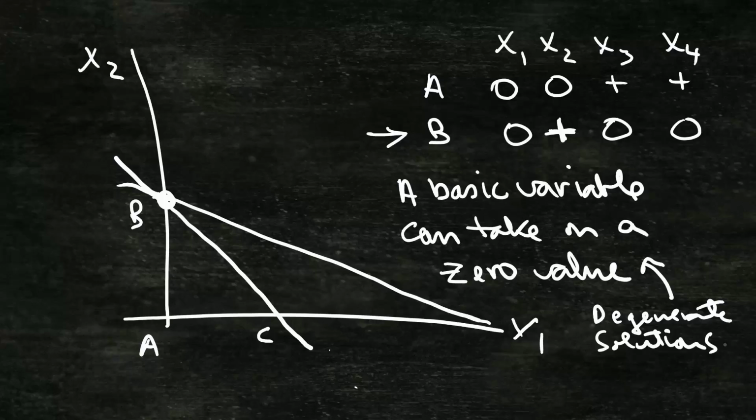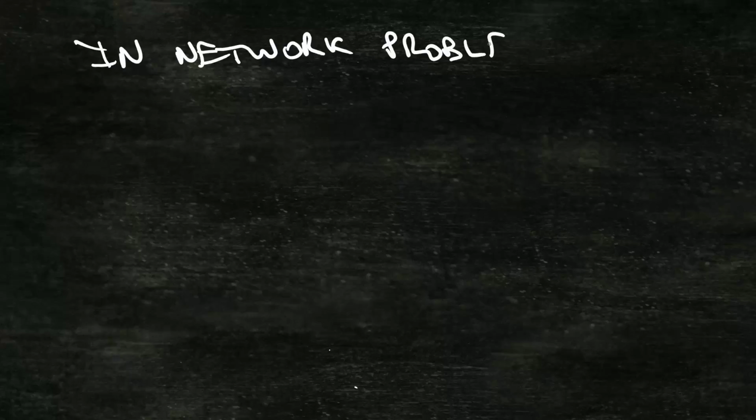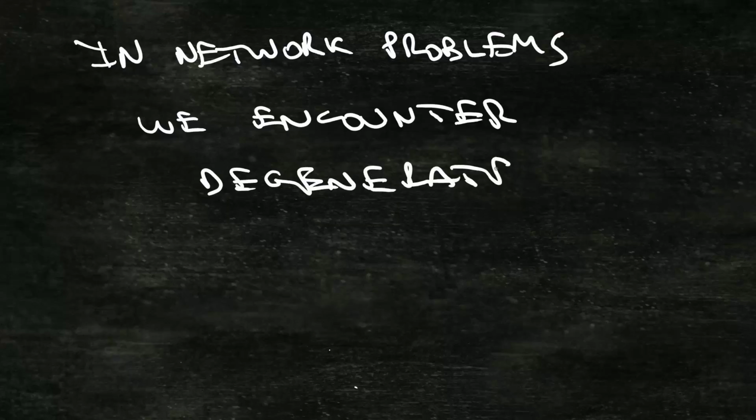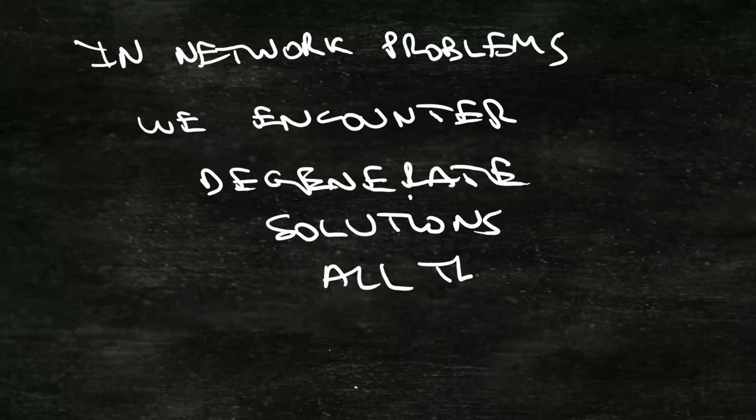Now, what we need to say is that in network problems, it occurs very often. We encounter degenerate solutions very frequently. All the time. And this may seem a little odd, but there's some preparation required, so I can now say I told you so, and that's one aspect that I just wanted to make sure that we had talked a little bit about, so you remember what a degenerate solution is. It means that a basic variable takes on a zero value.